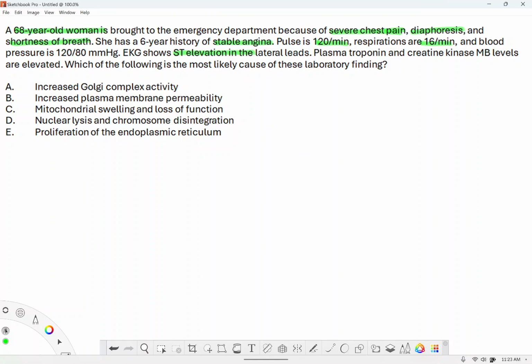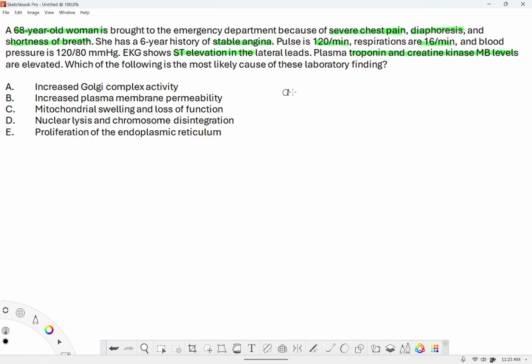Okay, plasma troponin and creatine levels are elevated. There you go. It's no longer just angina, it is MI. It is MI because the enzymes are elevated. These are going to help me. So, you know what I'm going to do? I'm going to do this.